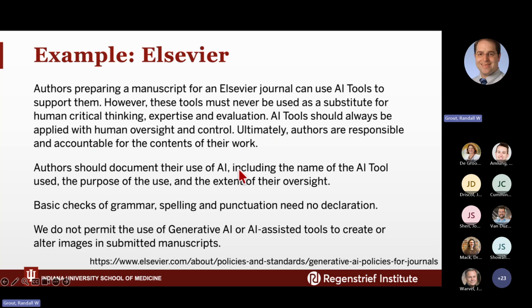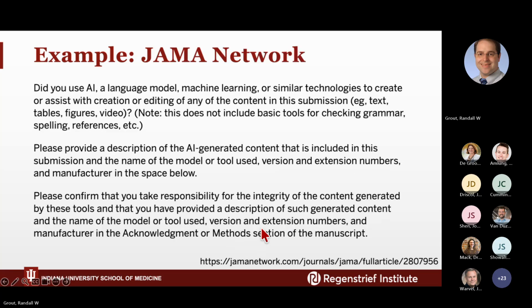Authors should document their use of AI, including the name of the tool, the purpose of the use, and the extent of their oversight. So this adds a little bit more, saying that in the declaration you should include the extent of the oversight, how it was reviewed. Basic checks of grammar, spelling, and punctuation need no declaration, and they do not permit it to create or alter images.